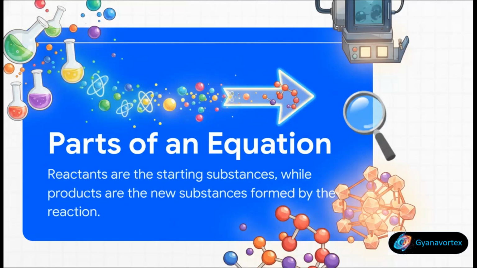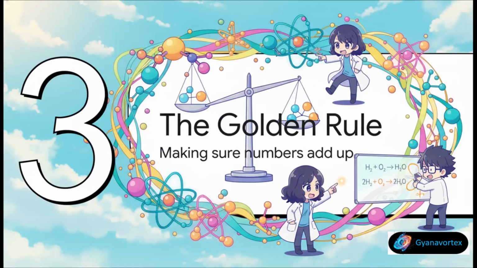Every single equation you'll see has two main parts. On the left side of that arrow, you've got your reactants. Think of them as your ingredients. And on the right side, you've got the products, what you made. Simple as that.